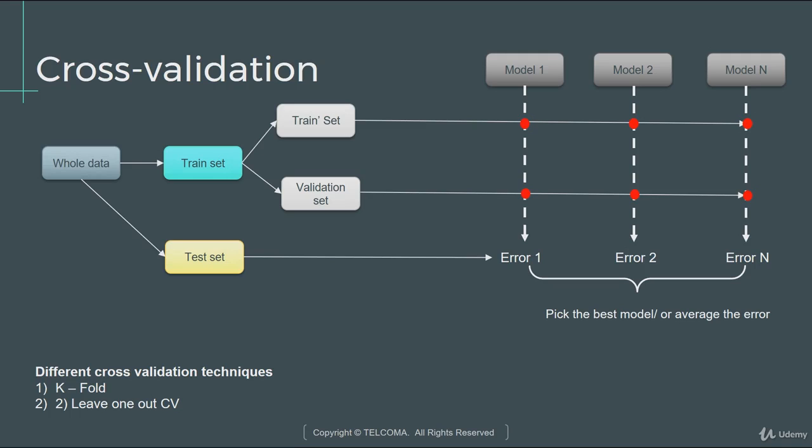Now if there's a difference between the train data performance and the test data performance, you kind of understand how your model is going to perform on an unseen data set. That's the basis of cross-validation.